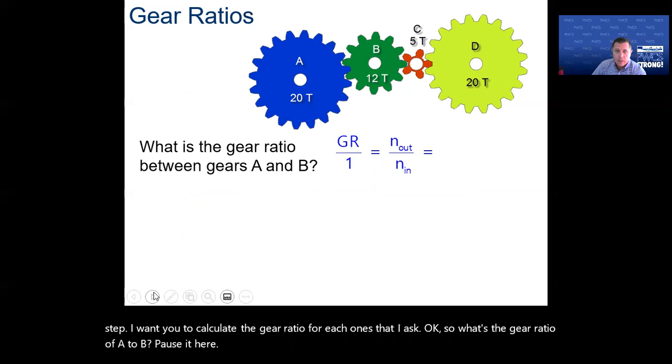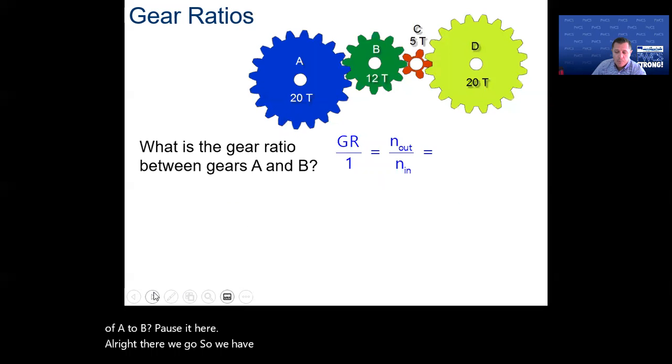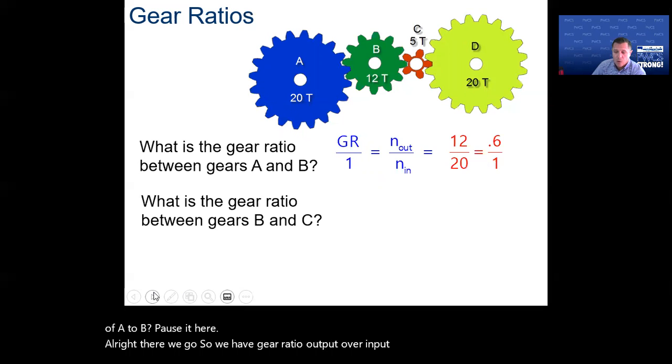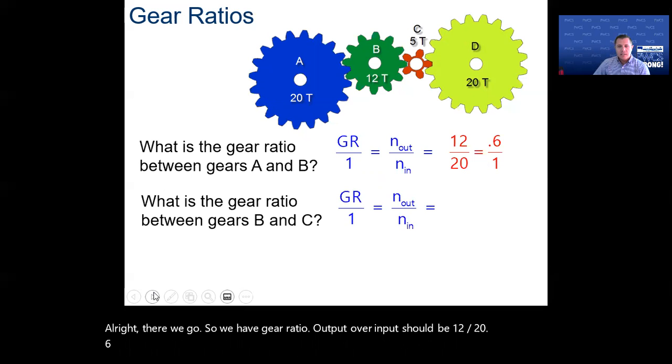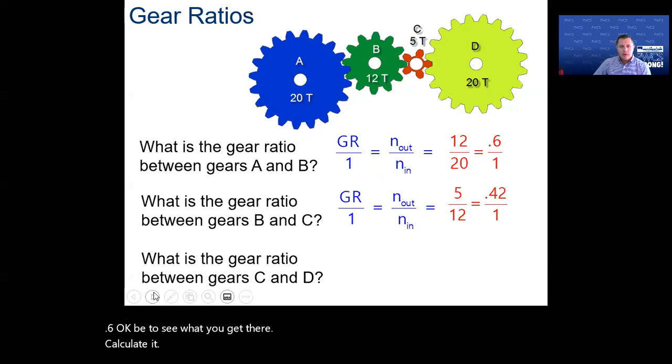All right, there we go. So we have gear ratio, output over input should be 12 over 20, 0.6. Okay, B to C, what you get there? Calculate it. Okay, B to C, 5 over 12. All right, so the gear ratio from B to C is going to be 5 over 12 or 0.42.